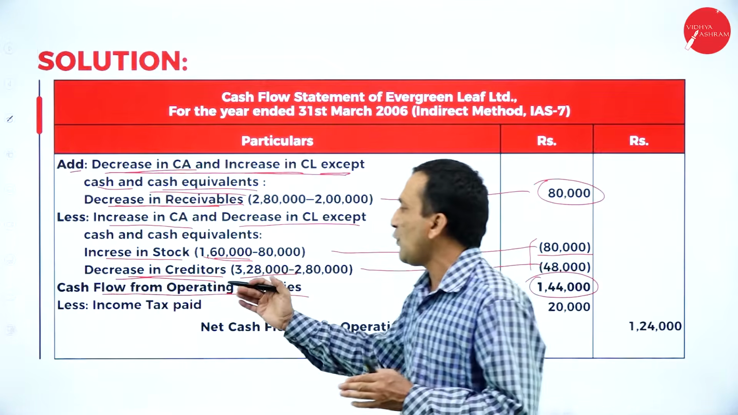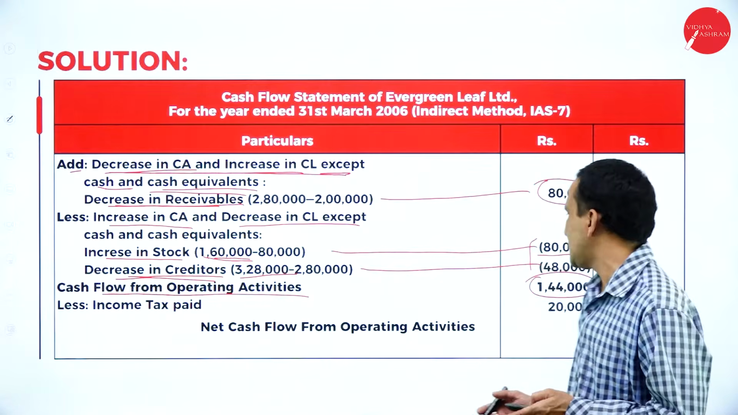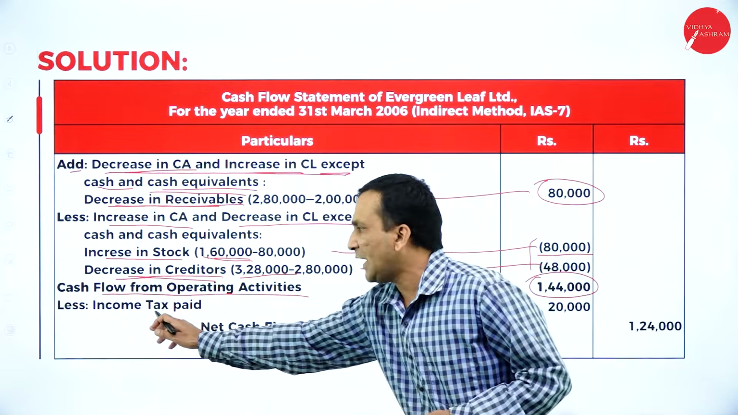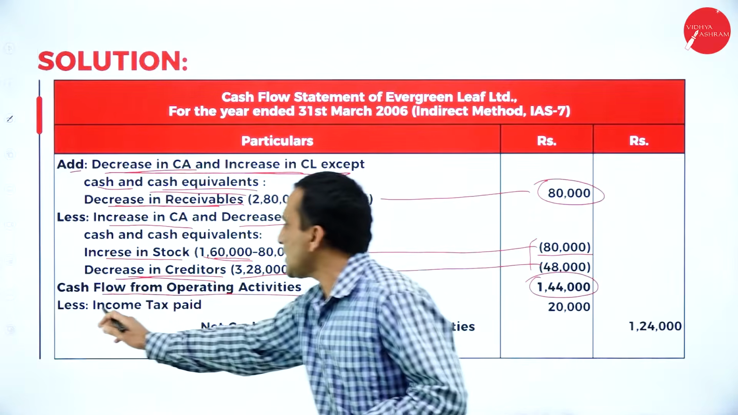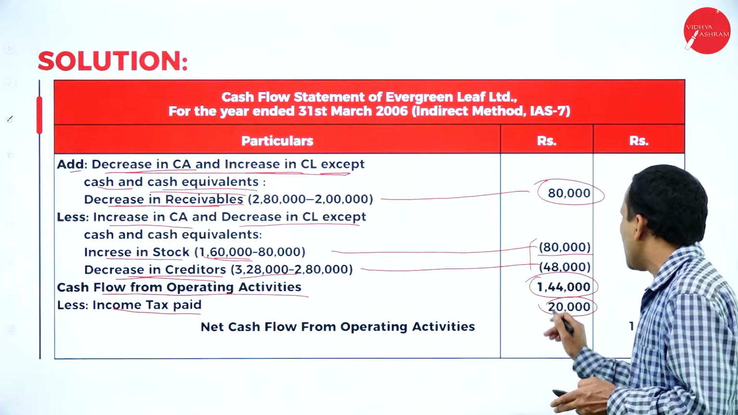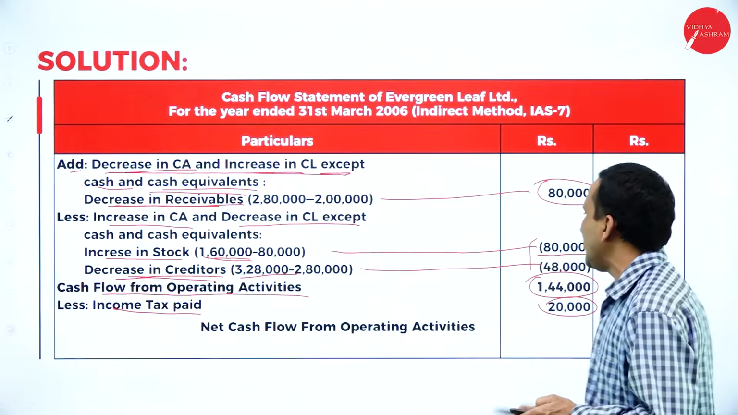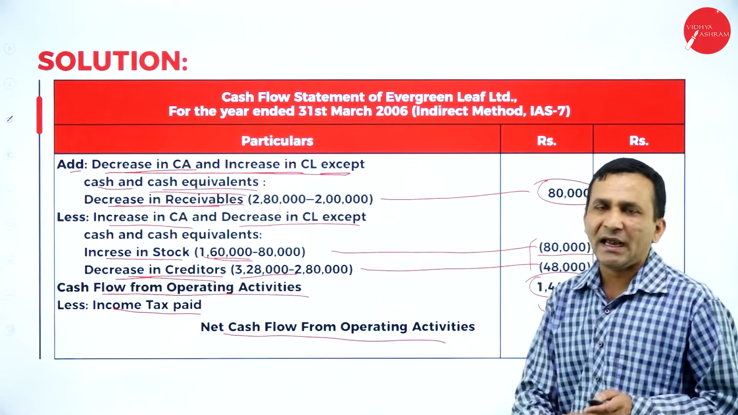Once we get the cash flow from the operating activity, the income tax adjustment is given. In the adjustment item, which always appears two times, we need to subtract the income tax adjustment item of 20,000. If you subtract, we are getting 1,24,000. We call it the net cash flow from the operating activity.